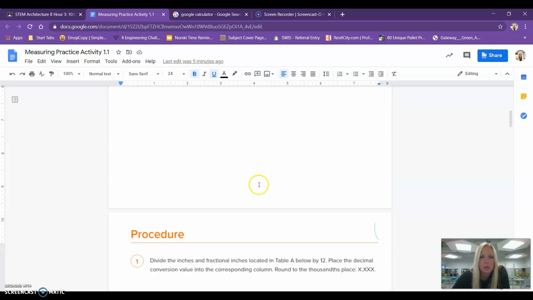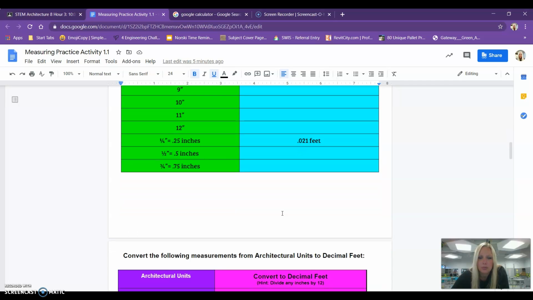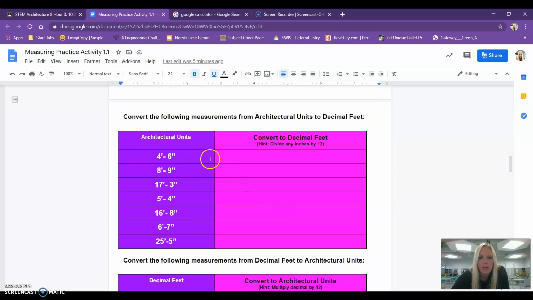So we are going to learn how to convert inch measurements. When you measure with a tape measure or a ruler, you're going to get an inch measurement. However, when you go to buy materials from the store as an architect or an interior designer, you have to convert those measurements to decimal feet. So we are going to practice how to convert those. And then we're going to talk about writing in architecture units and converting them to decimal feet.